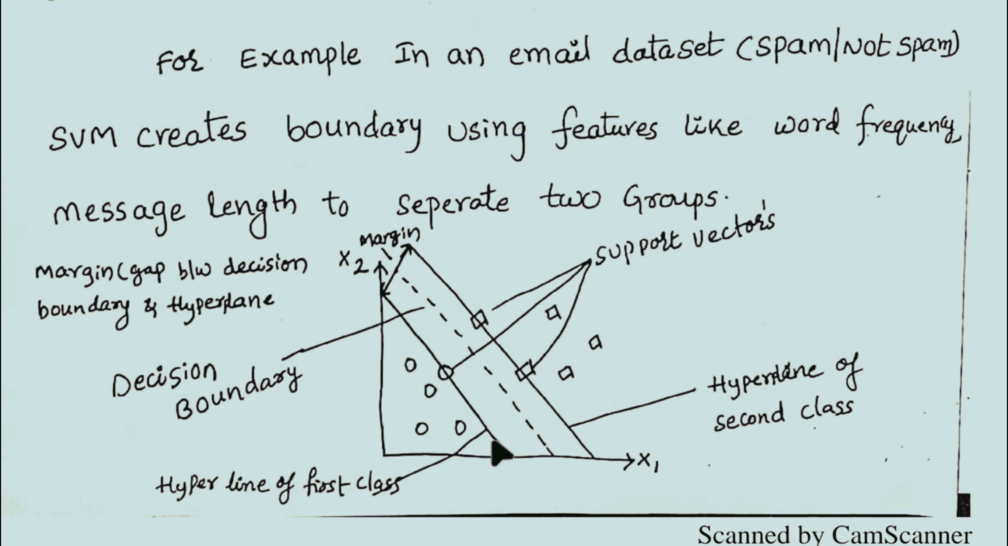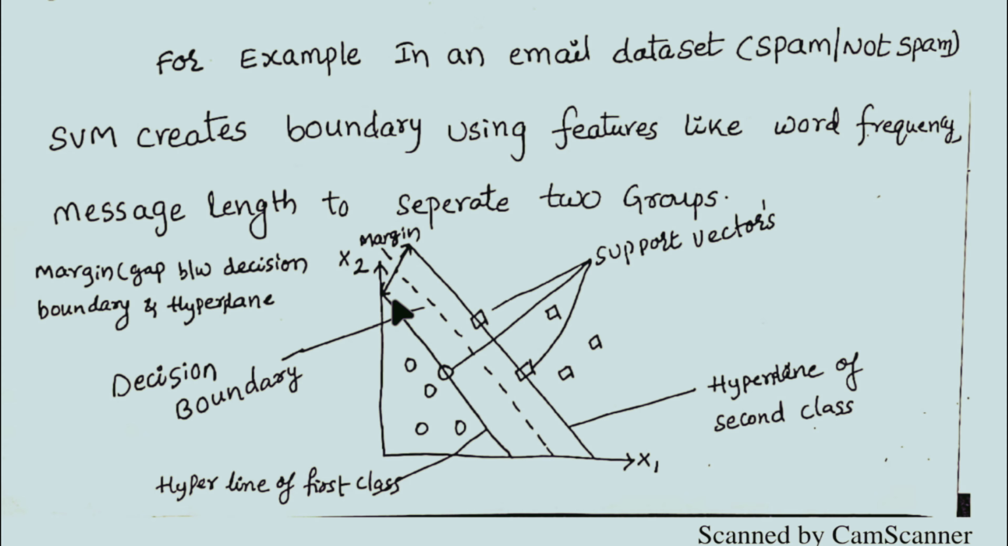Hyperplane means after this there is no more circle, so this is the final of the circle, and this is the final of the square. In order to distinguish these two, we are going to draw the margin. This is called the margin. Please remember this line is called the decision boundary. What is the purpose of this decision boundary? It is going to differentiate between these two.